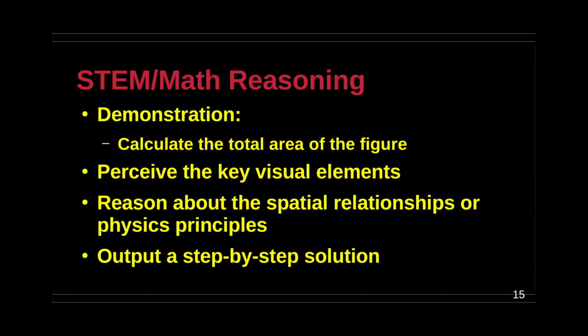For the STEM math reasoning, we have a very simple example of multi-step reasoning. The user prompt is, calculate the total area of the figure shown in the diagram. The Qwen3-VL thinking process is that the model executes a chain of thought reasoning sequence, perceives the key visual elements through visual parsing, and identifies the figure as a composite shape consisting of a square and a right-angled triangle.